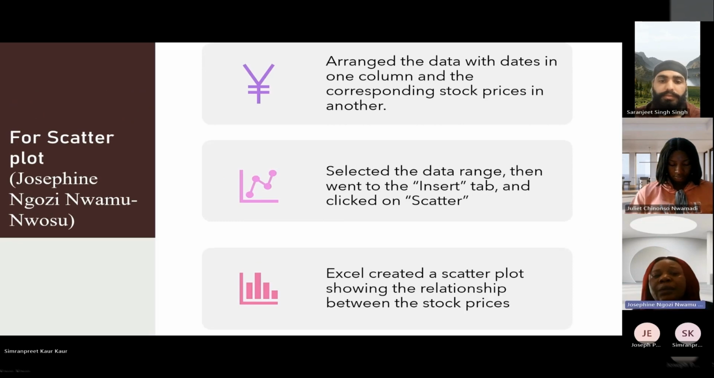Lastly, for the scatter plot, the same procedure was followed. We arranged the data with the date in one column and the corresponding stock price in another column. We selected the data range, then went straight to the insert tab and clicked on scatter. Excel generated the scatter plot showing the relationship between the stock prices.